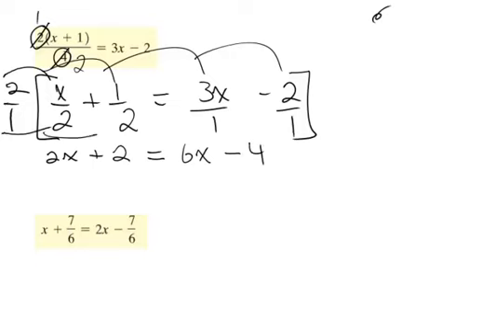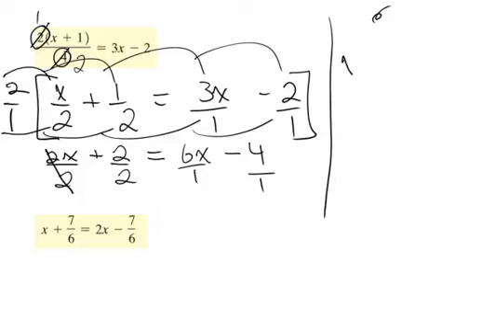Now remember, my bottom numbers are all getting multiplied by 1, so my bottom numbers are going to stay the same as what we had before. That's 2, that's 2, that's 1, and that's 1. Now I'm going to go through and simplify my fractions. Those 2's are going to cancel, so I'll write my part over here and have an x. 2 divided by 2 is 1, equals 6x minus 4.